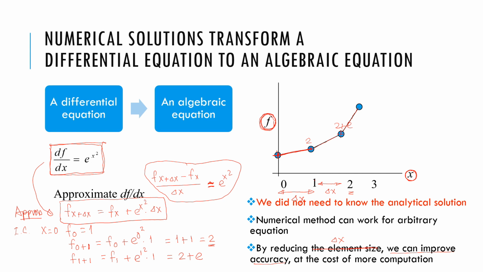So we can get closer and closer to a smooth solution. But that would be at the cost of more computation. So more computation is going to require more memory, more time, but those things have become cheaper and cheaper over time, and that's why these kinds of numerical methods have really taken off way back in the 1970s.